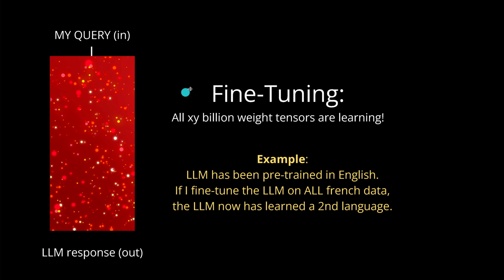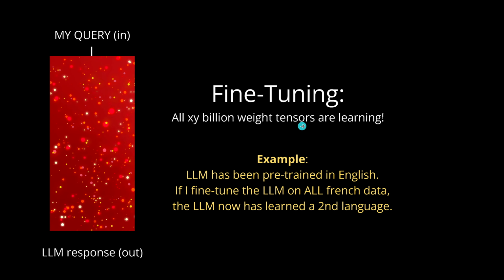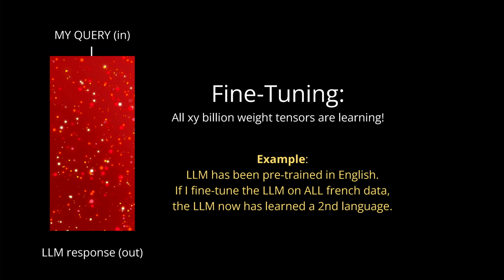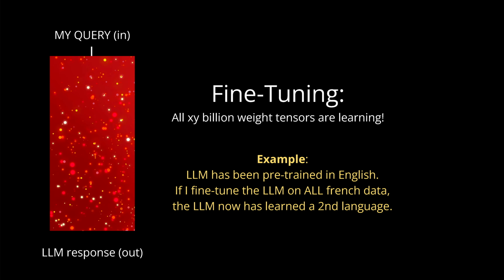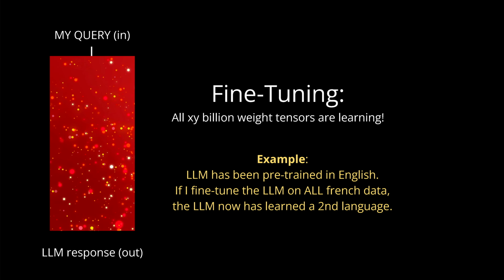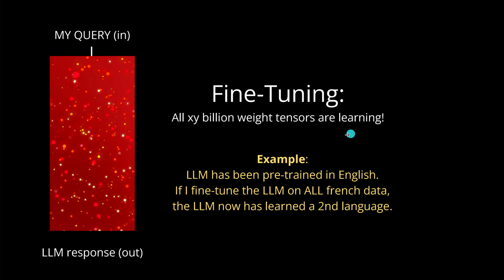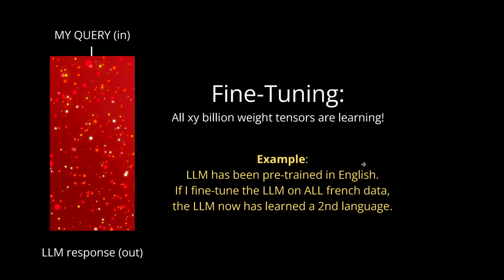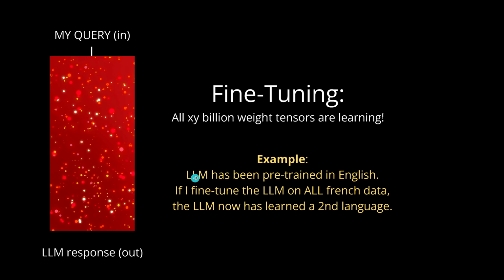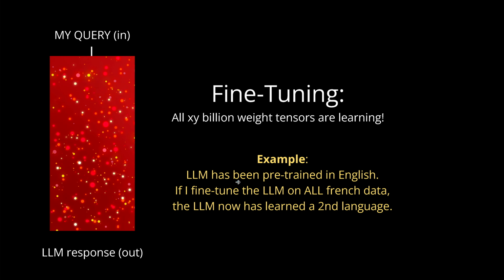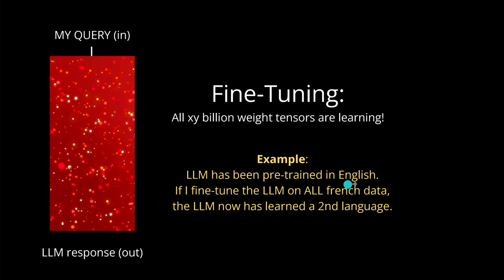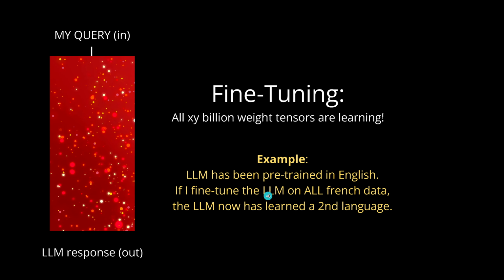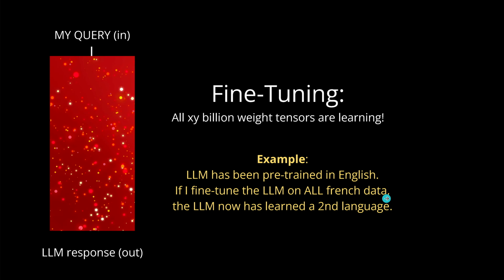And all the billions and billions of weight tensors in my LLM are now modified, are now trained, are now learning to adapt to the new given data sets. And I'll give you an example here. The LLM has been pre-trained on the English language like before. Now, if I completely fine-tune, the classical fine-tune, the LLM on all the French internet pages that there are, the LLM has now learned a second language.